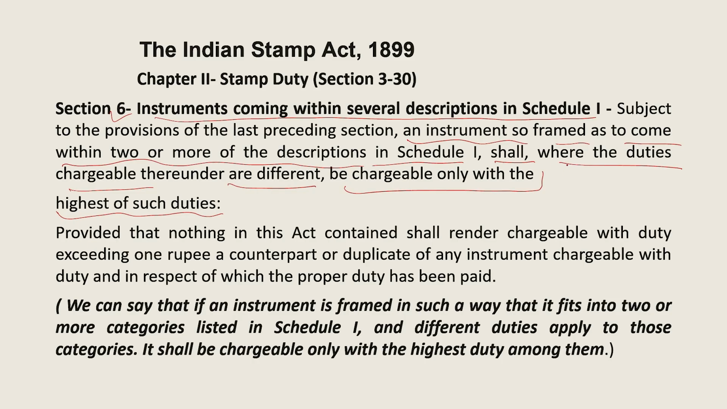So the provision, Section 6, says: where the duties chargeable thereunder are different, it shall be chargeable only with the highest of such duty. Provided that nothing in this act shall render chargeable with duty exceeding 1 rupee a counterpart or duplicate of an instrument chargeable with the duty. So we can say that if an instrument is framed in such a way that it fits in two or more categories which are listed in Schedule 1 and different duties apply to those different categories, then the one to which the stamp duty is higher, only that duty will be chargeable on that document.